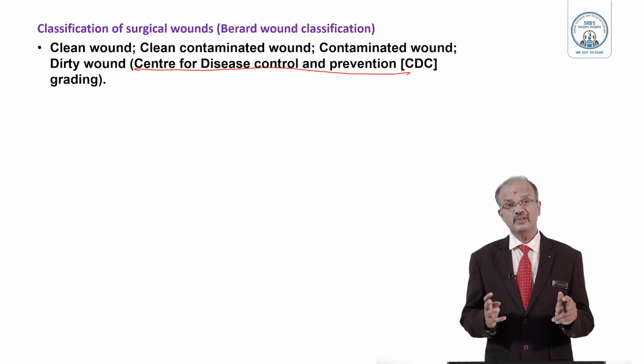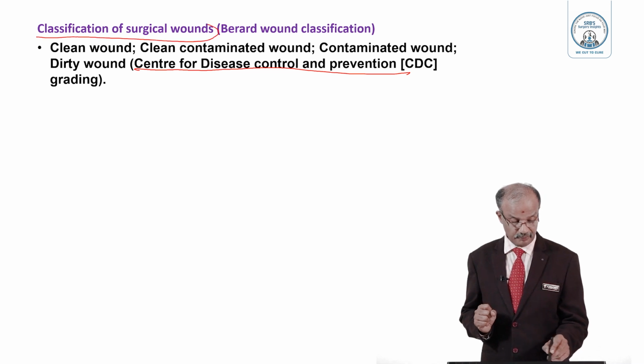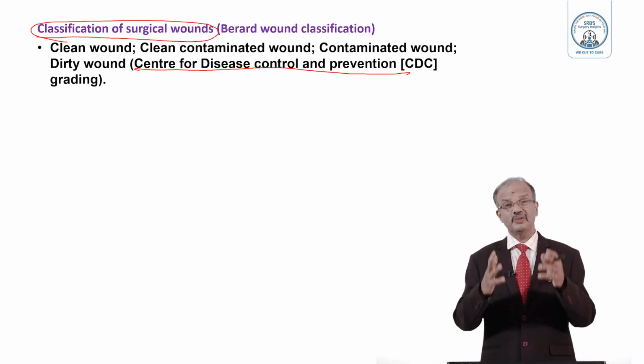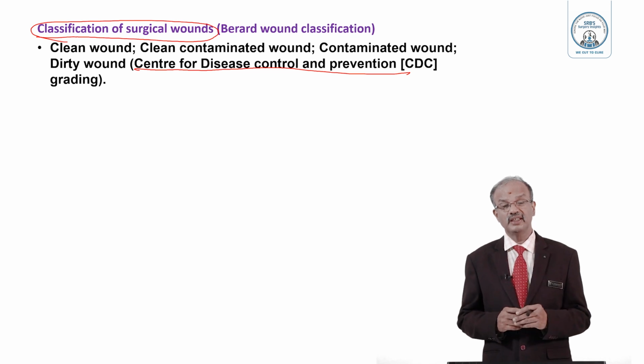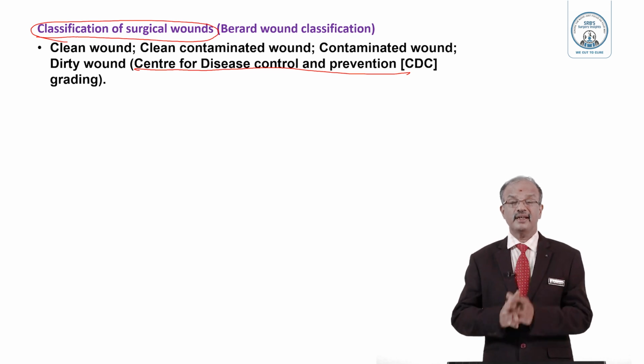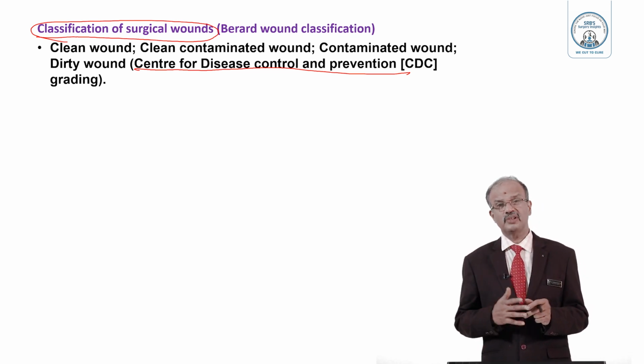Clean wound, clean contaminated wound, contaminated, dirty. This is the one which surgeons are always interested in: classification of surgical wounds. It's a commonly asked MCQ; they will ask in theory, they will ask in viva. So we should know the classification. Surgical wound classification means clean, contaminated wound, dirty wound. Clean is like an incisional wound. Surgery such as a lipoma excision is clean.